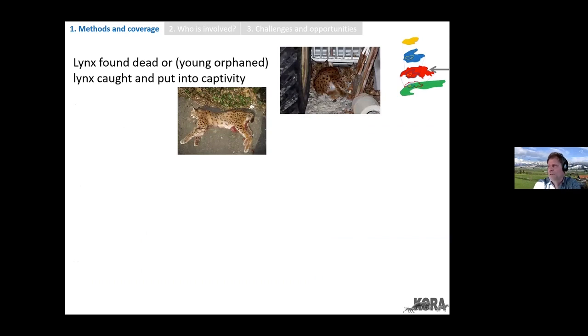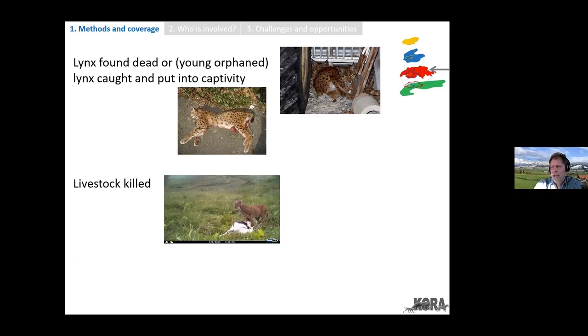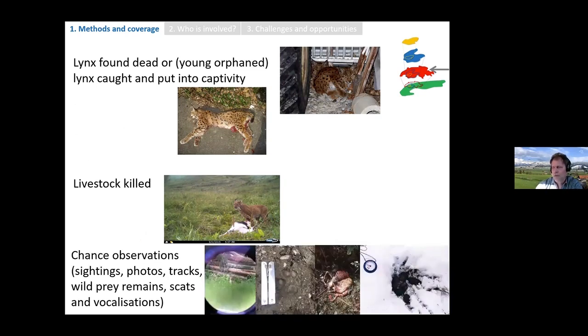So just briefly, the different passive data sets that are collected in Switzerland. So you see the lynx found dead, or the young orphaned or lynx caught and put into captivity. This is one data set. Then the livestock killed: for the owners of livestock to get the compensation, the dead sheep or other livestock need to be confirmed by trained people. In Switzerland, these are mainly game wardens. And of course, then also the chance observations, like sightings. As Ilka also mentioned, often now a lot of people have pocket cameras. They can also make a picture, tracks, wild prey remains, scats, and also vocalizations.